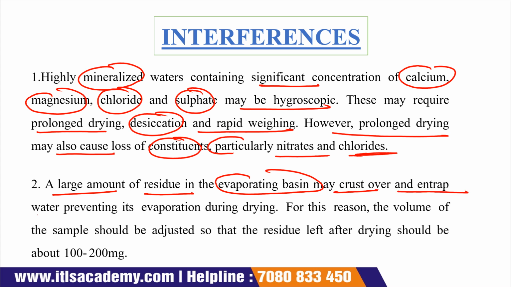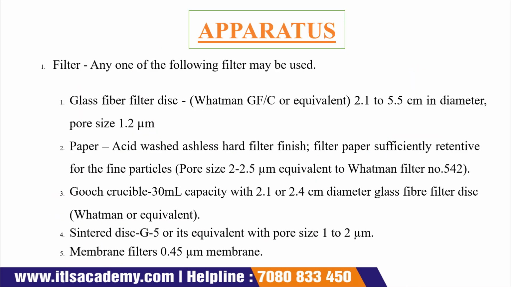The next interference is that a large amount of residue in an evaporating basin may crust over and trap water, preventing its evaporation during drying. For this reason, the volume of the sample should be adjusted so that the residue left after drying is about 100 to 200 milligrams. So after drying, the weight of the residue that we get should be in the range of 100 to 200 milligrams.